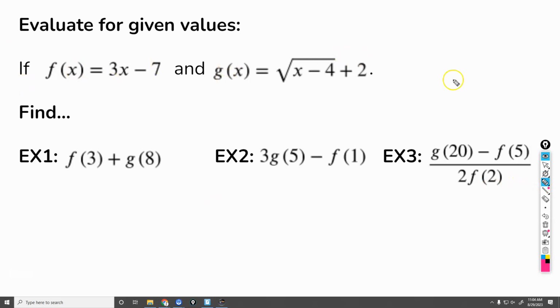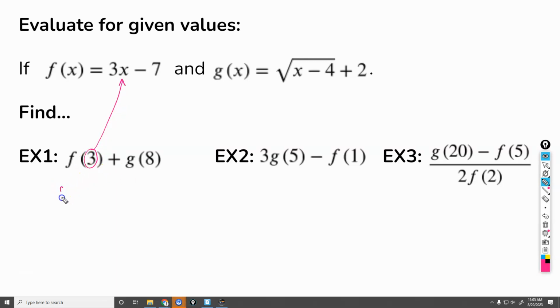They'll give us some functions here. They usually use different letters for them, so we might have an f and a g or an h and a k or something like that. And they're going to ask us to find some different stuff. So we need to find f of 3 plus g of 8. To find f of 3, that just means we're taking 3 and plugging it in where the x is in our f equation.